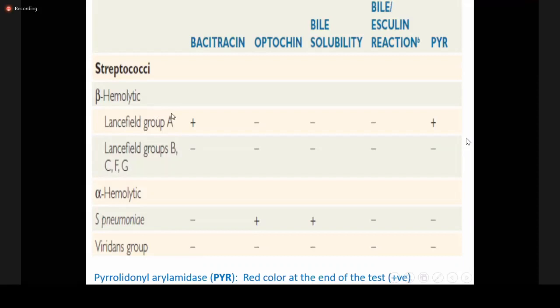But today we are studying group B. Group B is beta hemolytic. Group A is also beta hemolytic. How do we differentiate between them? By bacitracin. Group A is bacitracin sensitive, while group B is not sensitive, resistant to bacitracin. So you can see positive, negative.